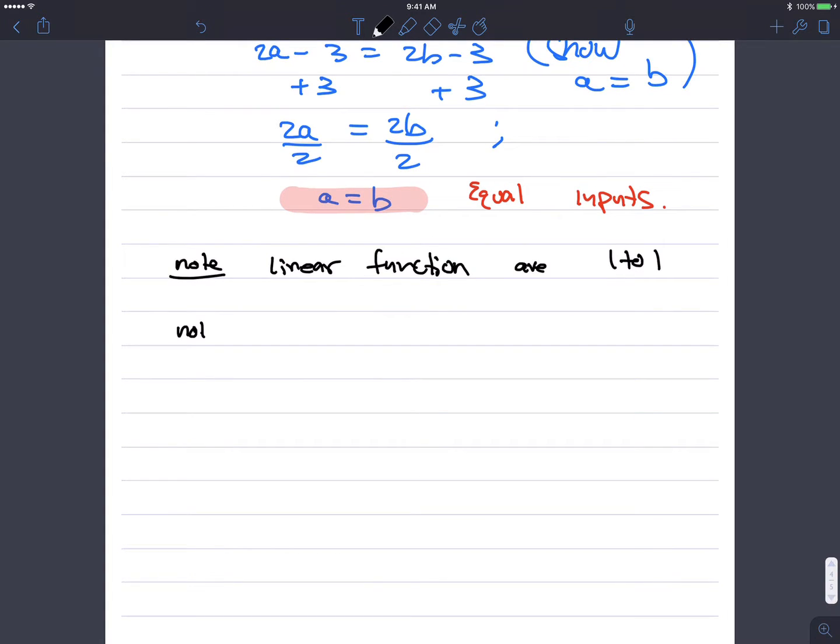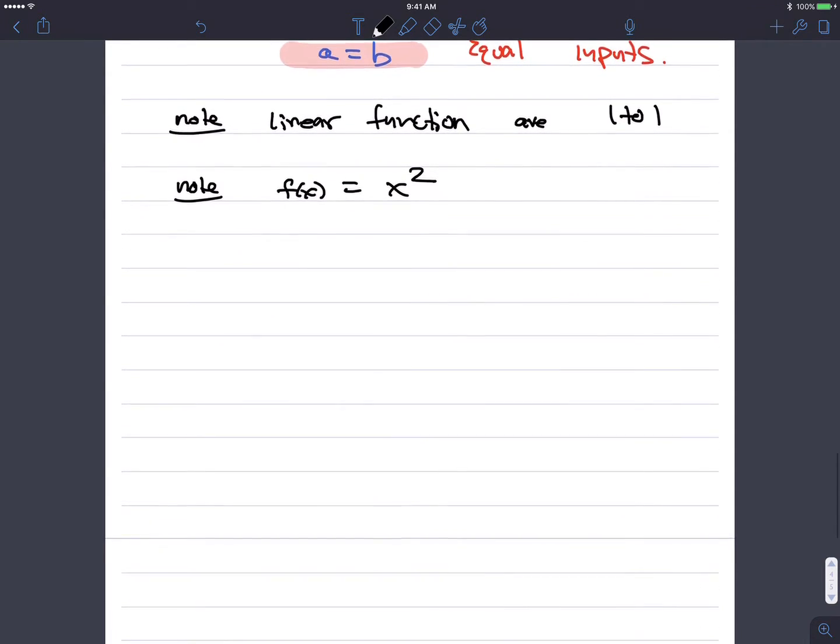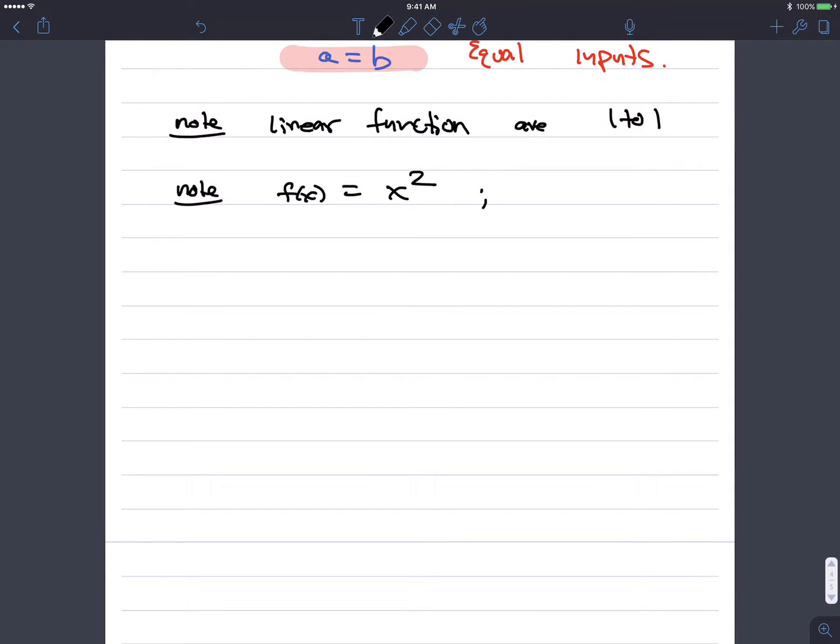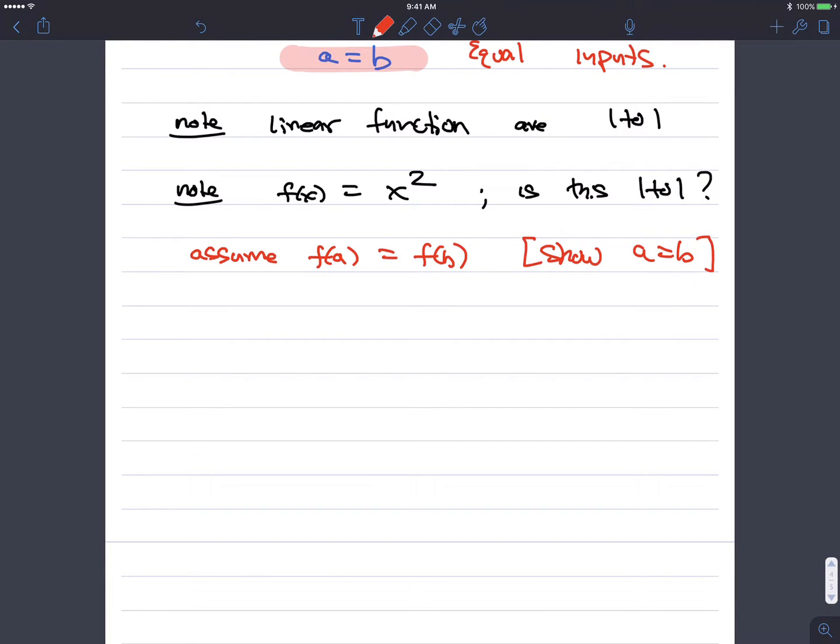Okay? Let me give you guys another note. Here's an important note here. Let's look at this function here. That's quadratic. You guys remember this function? Okay. The question is going to be, is this 1-to-1? Is it a 1-to-1 function? Well, here's what you guys do again. You assume f of A equals f of B to show that we have the same inputs, that A is B.